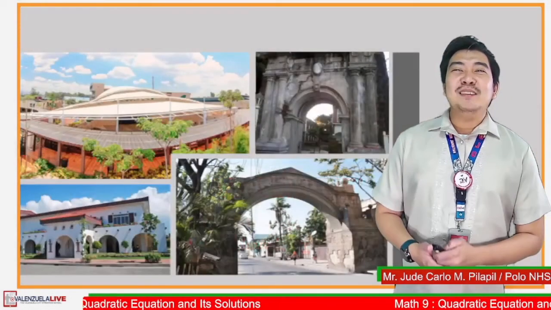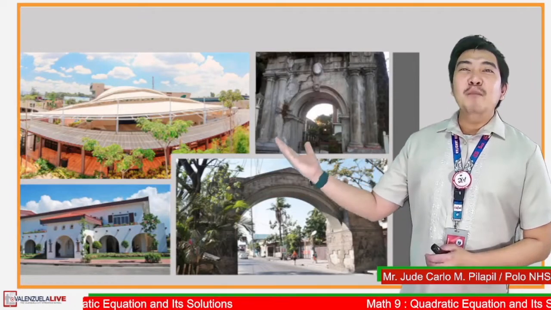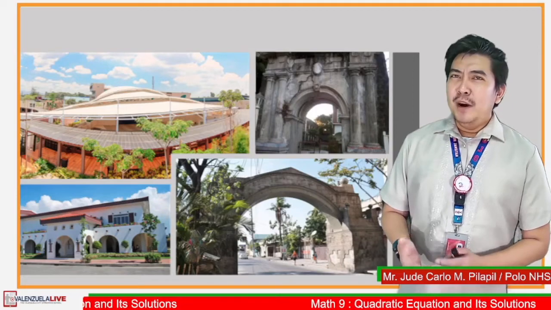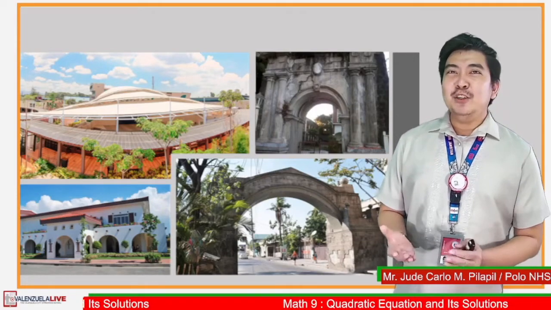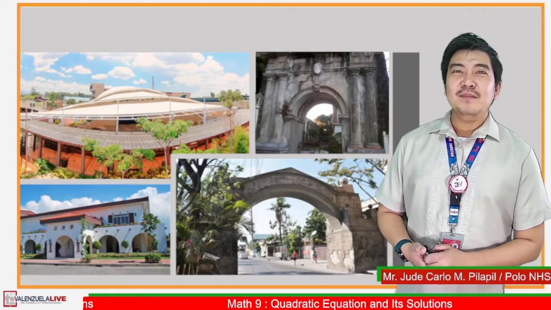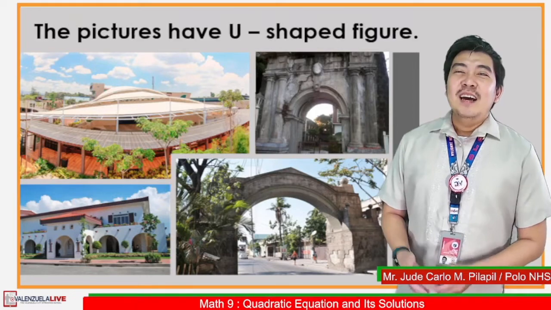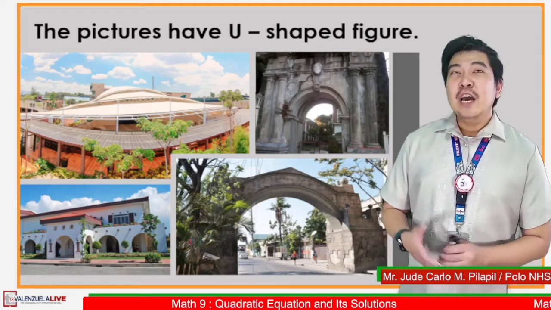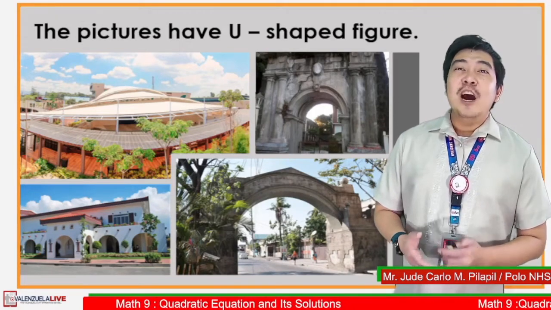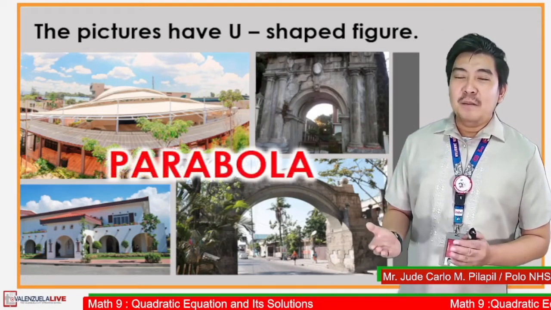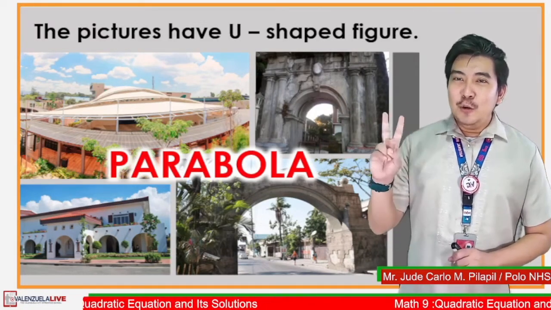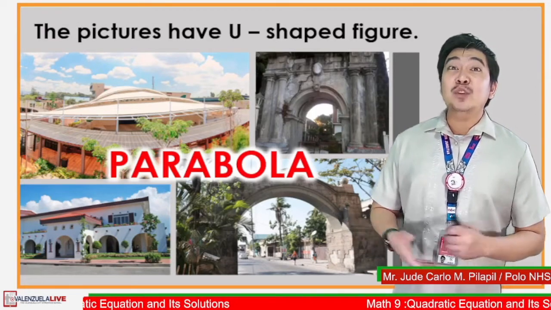How many places did you get right? These are some of the famous and historical landmarks found in Valenzuela City. But what is common with the pictures presented? Take a closer look in each of the structure. Very good. The structures have U-shaped figures described by those arches. The U-shaped figures or arches are also known as parabola. A parabola describes the graph of a quadratic equation in two variables, or also known as quadratic function.